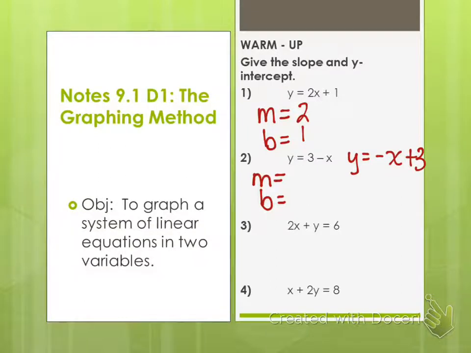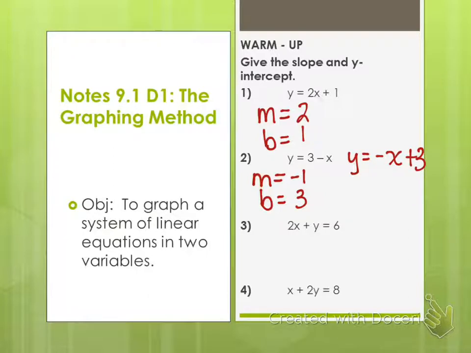Who can help me out with M and B on number 2? Connie? M is 1 and B is 3. Very close. M is -1. Good. So -1, B is +3.